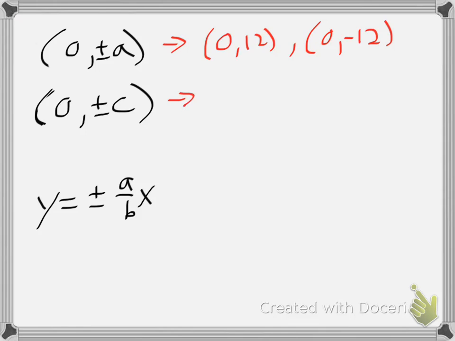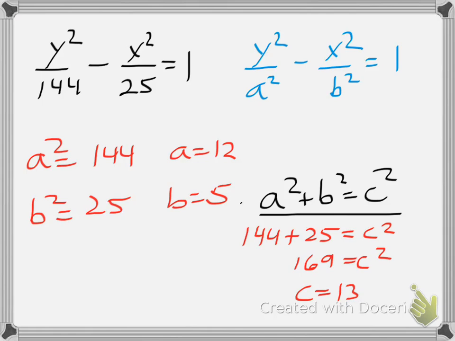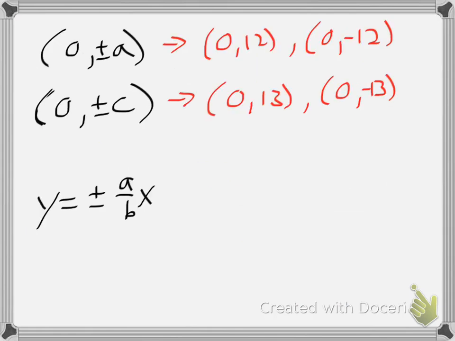Our foci, our focal distance, I should say, at 13 gives us 0, 13 and 0, negative 13. And with b again being defined as 5, my two equations are y equals 12 over 5 x and y equals negative 12 over 5 x.